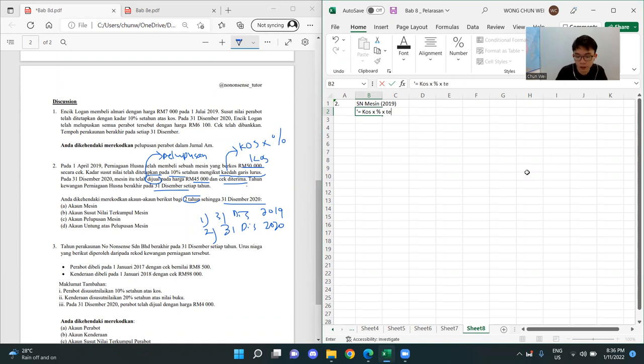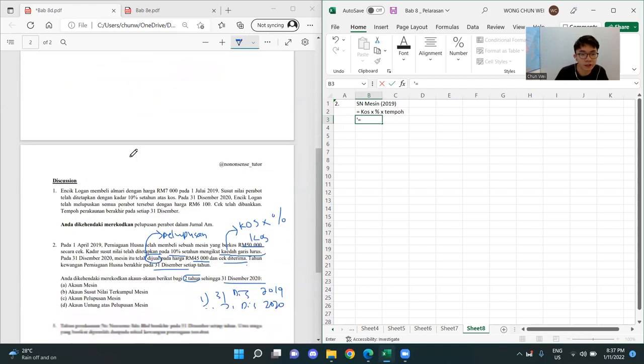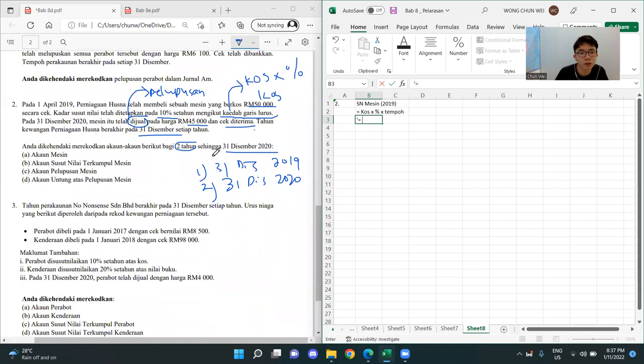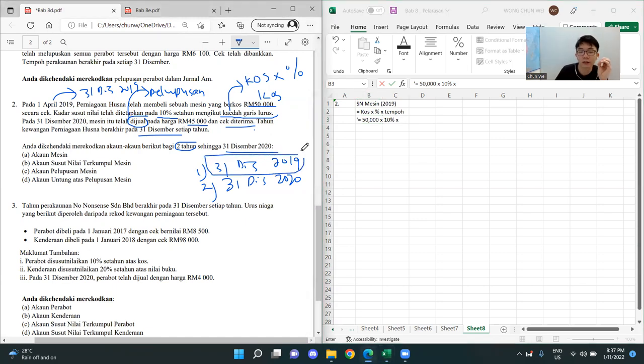This is the formula for susut nilai in Bab 8. This is D, so A, B, C. In C, it will be in the nota for 8C. So what is the cost? 50,000. So 50,000 times the percentage, here 10%. And how long is the tempoh? The tempoh will be from 1st April 2019 sampai 31st December 2019, because now we are doing the 2019 year. When you're calculating the susut nilai, it must end on 31st December 2019. So from 1st April sampai 31st December 2019 is how long?